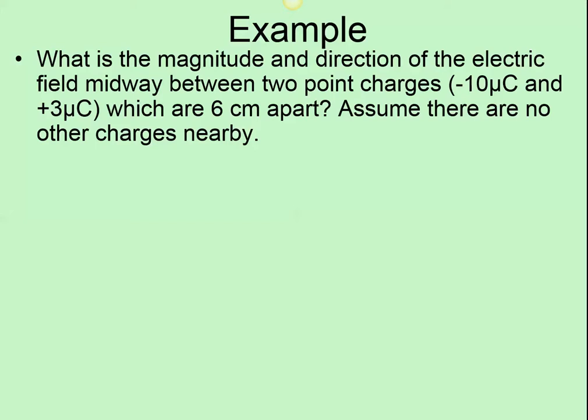And so our example problem says, what is the magnitude and direction of the field midway between 2 point charges? They give us a negative 10 microcoulomb and a positive 3 microcoulomb source charge, which are 6 centimeters apart.